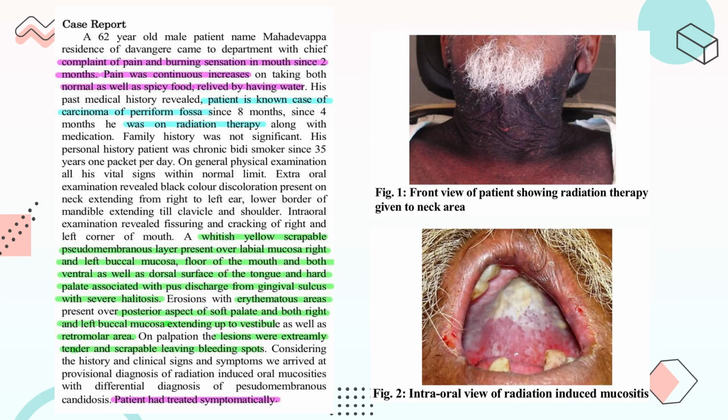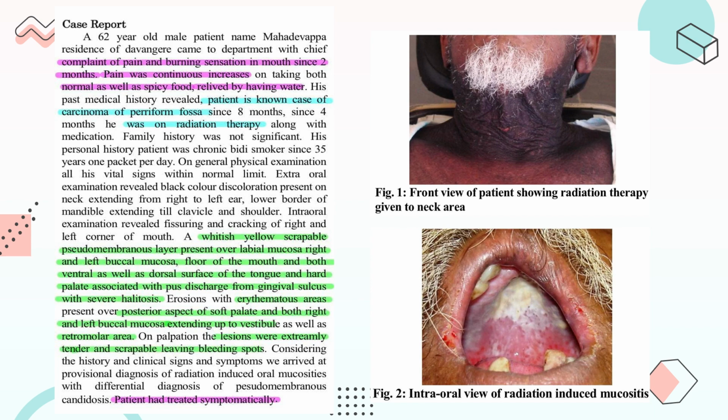So in this case report, a 62-year-old male patient named Mahadevapa, resident of Davangere, came to the department with a chief complaint of pain and burning sensation in the mouth since 2 months. The pain was continuous, increased on taking both normal as well as spicy food, and was relieved by having water. His past medical history revealed the patient is a known case of carcinoma of the pyriform fossa since 8 months. Since 4 months, he was on radiation therapy along with medication. Family history was not significant. As for his personal history, the patient was a chronic smoker for 35 years, 1 packet per day. On general physical examination, all his vital signs were within normal limits.